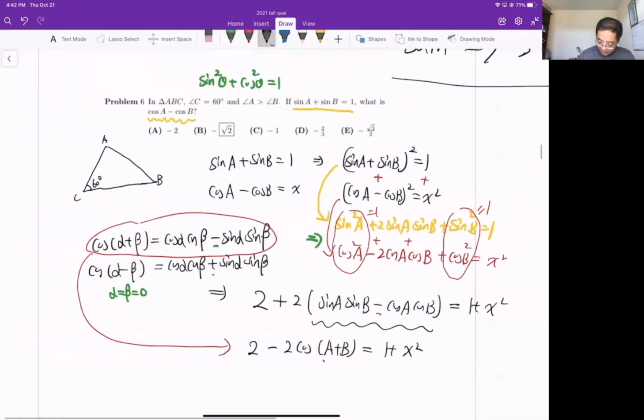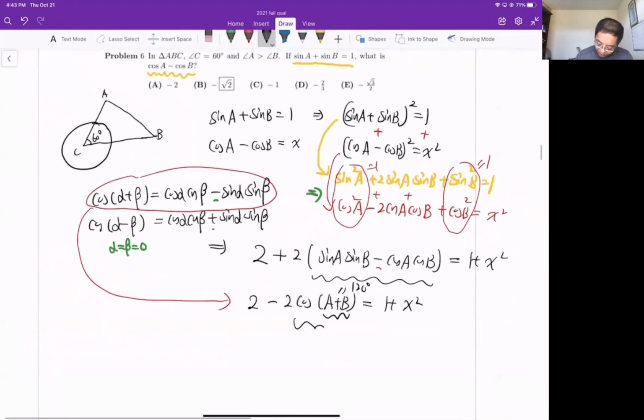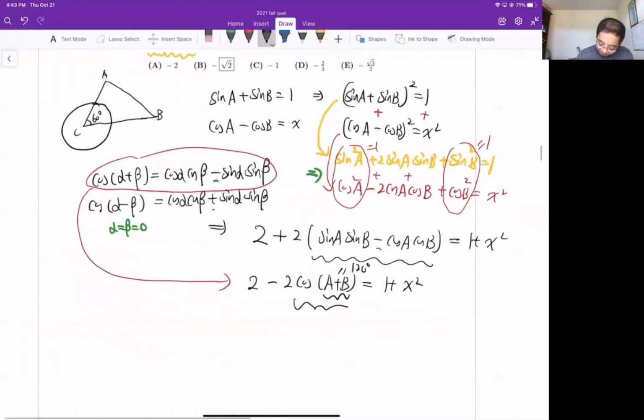Now, what is A plus B? Because we know C is 60 degrees, that's the place we use it: A plus B is 120 degrees. What is cosine 120? This is a special angle that we need to memorize. Cosine 120 is negative 1/2.